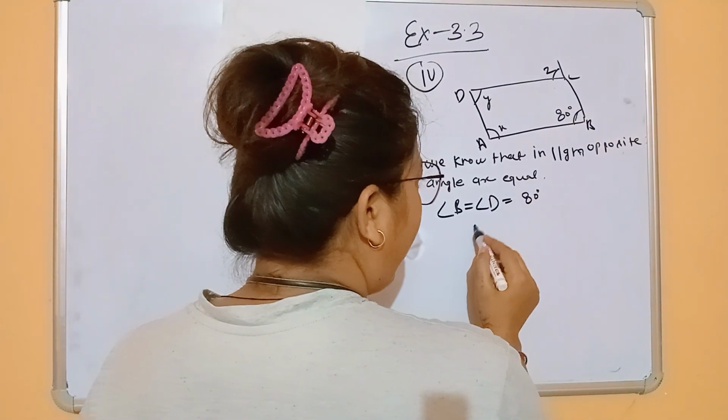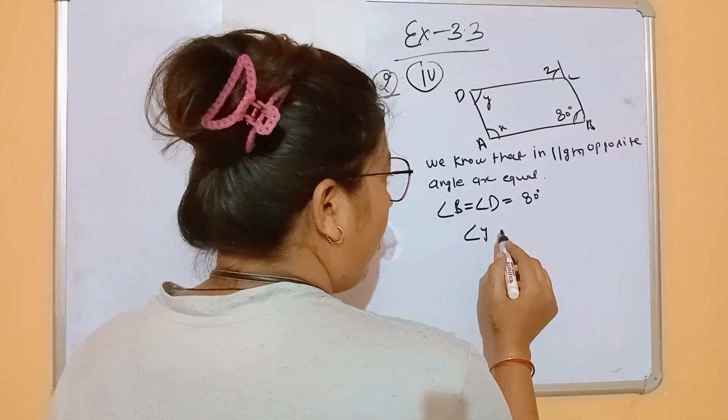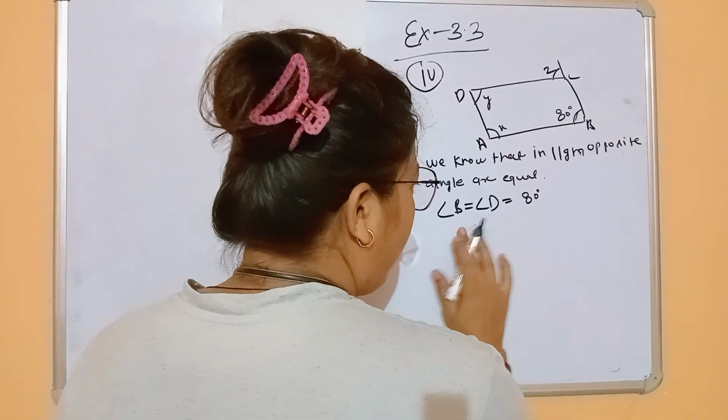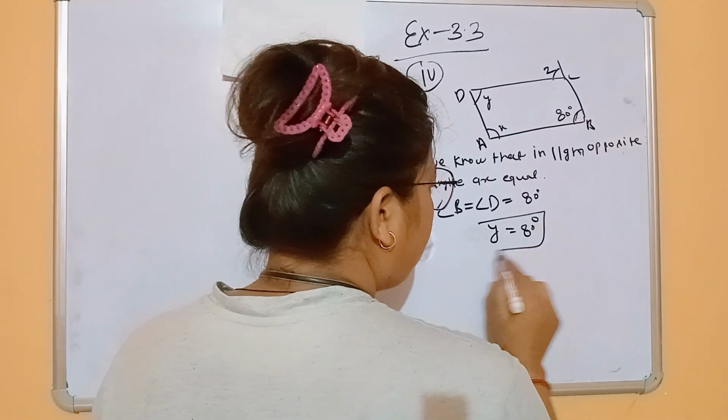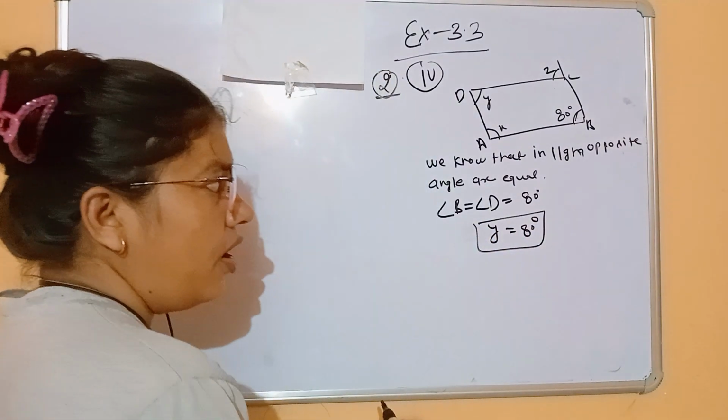So that means we find angle y. Angle D is y given. So angle y is 80 degree. Okay, so by opposite angle we find y.